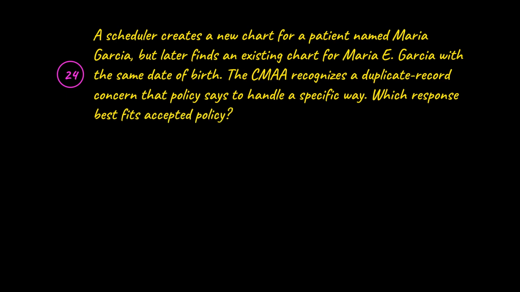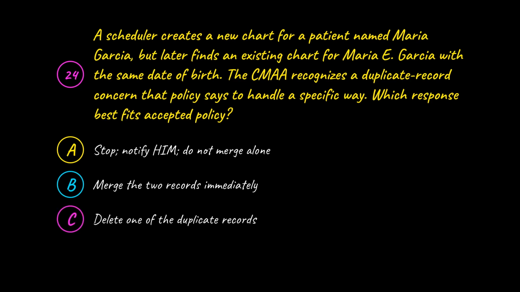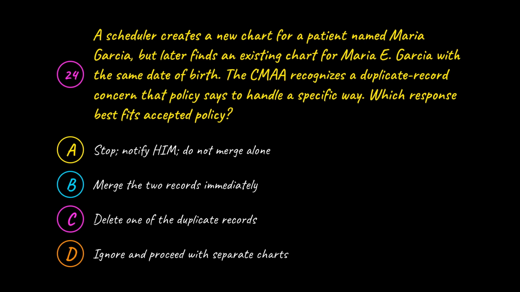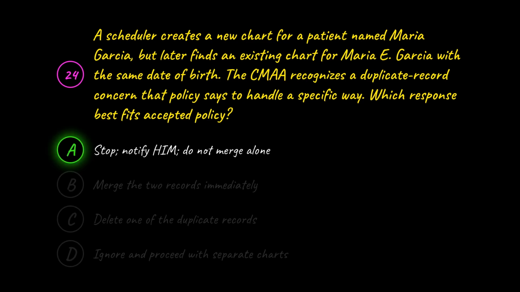Your options are: A. Stop, notify HIM, do not merge alone. B. Merge the 2 records immediately. C. Delete one of the duplicate records. D. Ignore and proceed with separate charts. Got a guess? Lock it in. The correct answer is A. Stop, notify HIM, do not merge alone.